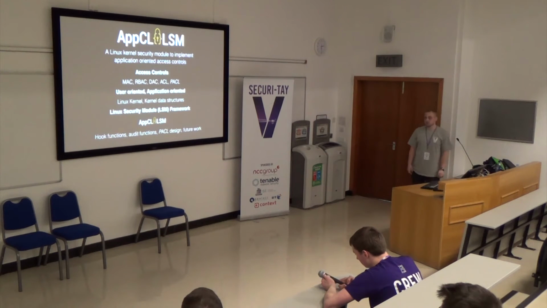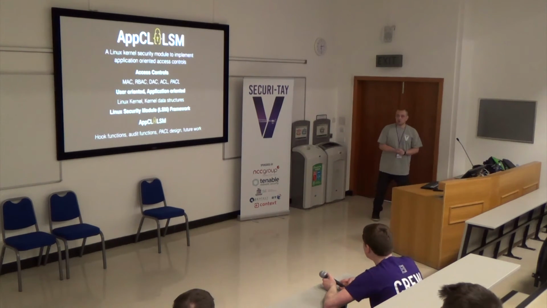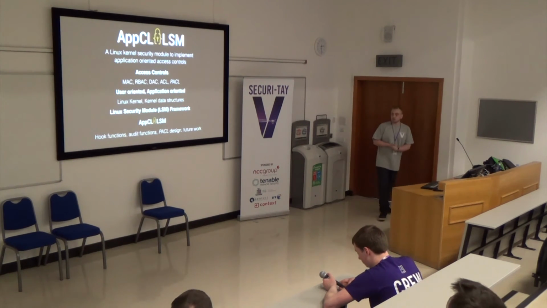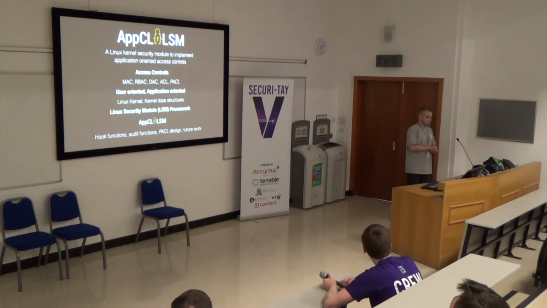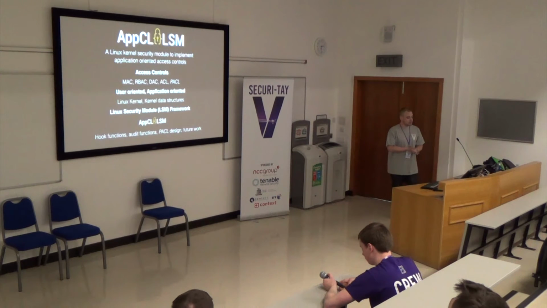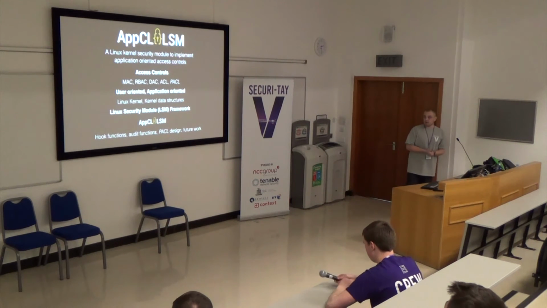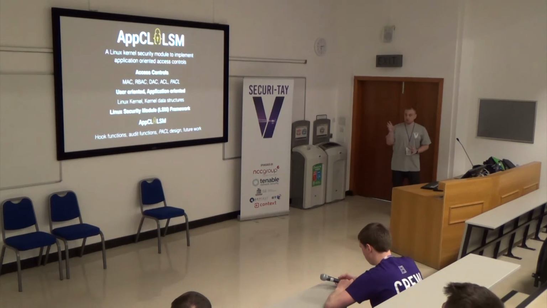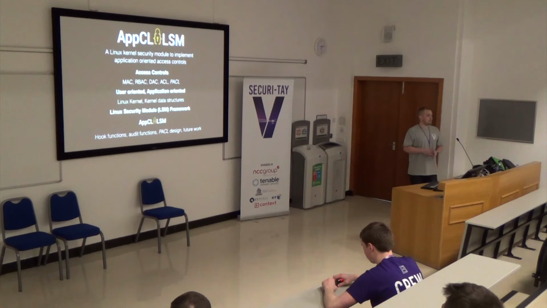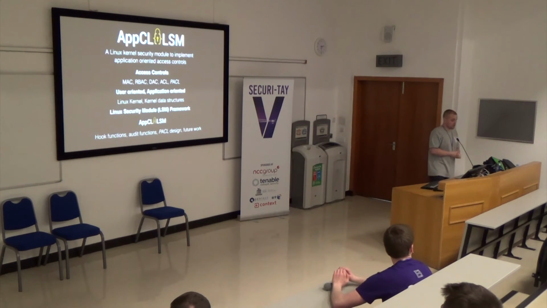So, in conclusion, come back to this slide. We talked about access controls, talked about MAC, RBAC, DAC, ACLs and PACLs, user-oriented, application-oriented access controls, talked about a load of Linux kernel data structures, the Linux security module framework, and then for AppCL we've talked about the hook functions, the audit functions, the PACL design and future work on it as well.